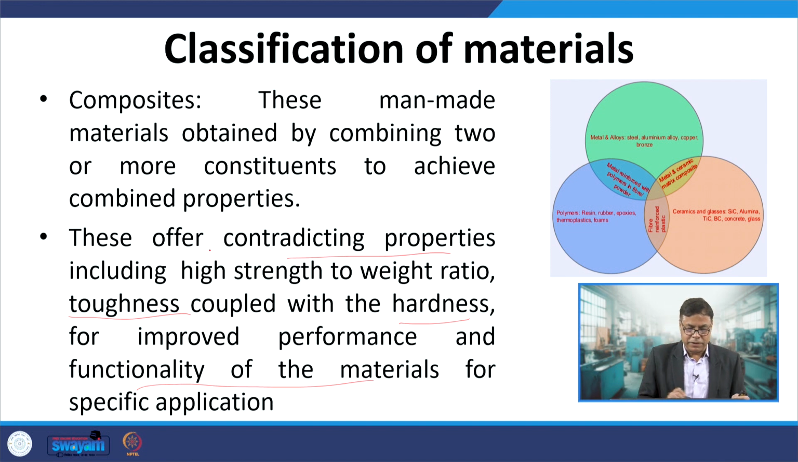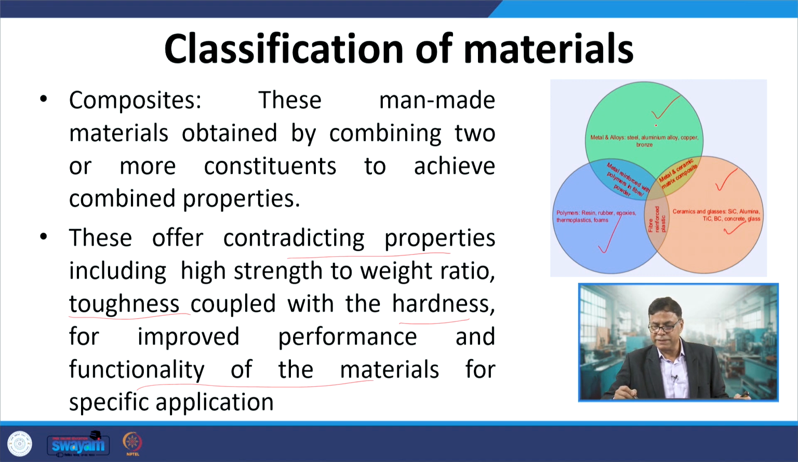Okay. So, the contradicting properties can be realized by developing the composites. Depending upon the reinforcing agent, we can have the metal matrix composites, ceramic matrix composites, and the polymer matrix composites, and these are various materials which are used as a matrix.